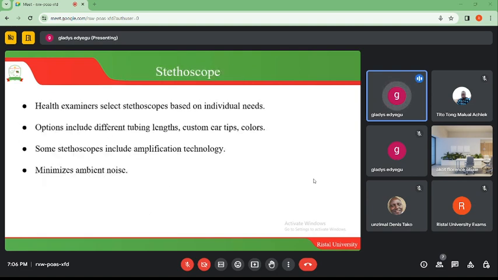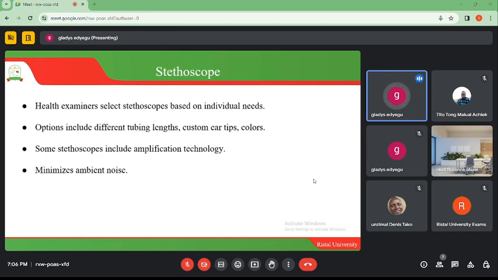So basically, health examiners select stethoscopes based on individual needs. So it depends. Stethoscopes are very many. They have different sizes, they have different colors, and you can use them for different things, and you can use them to assess different organs or different areas. So it depends on what kind of stethoscope an individual wants. So there are many types. People prefer different types.